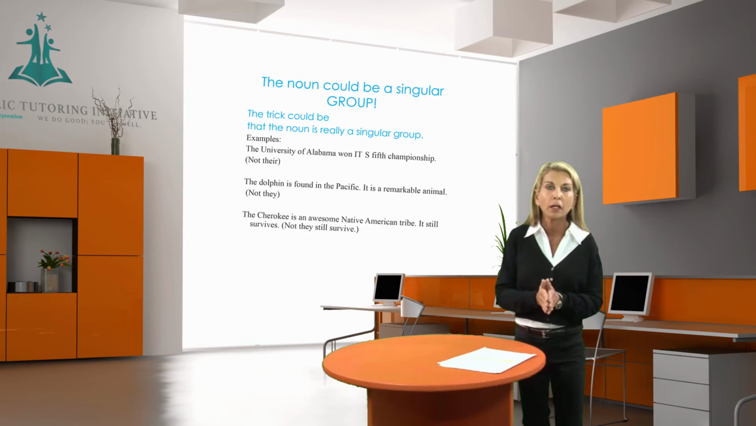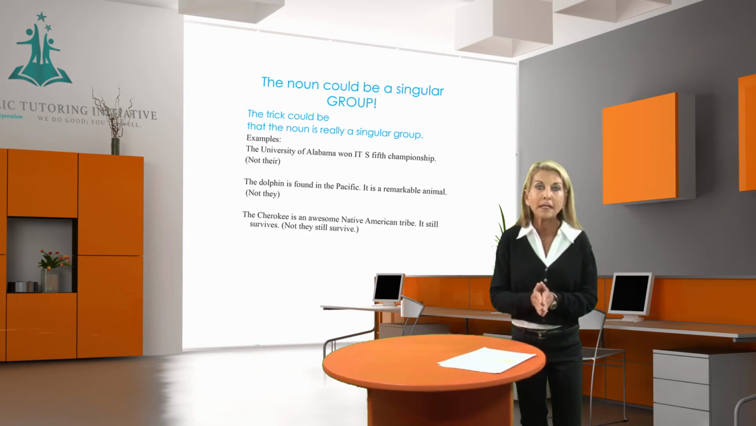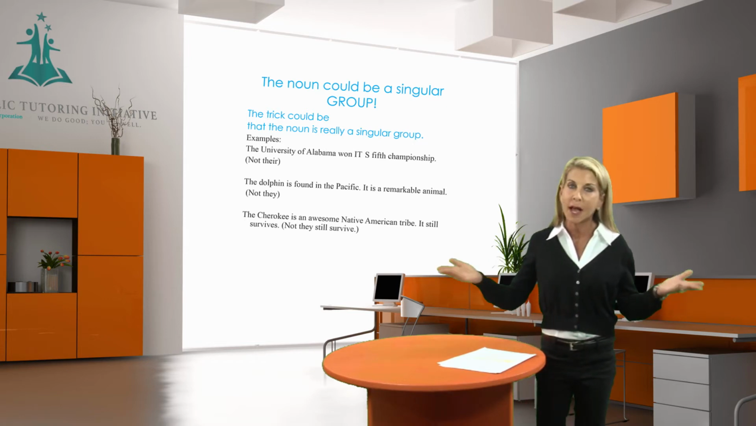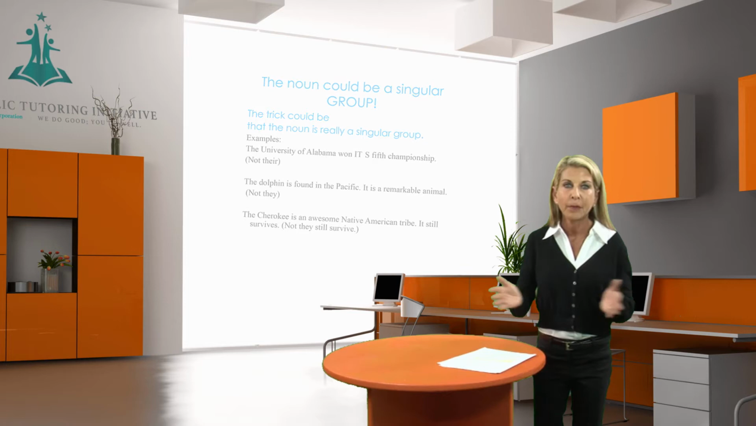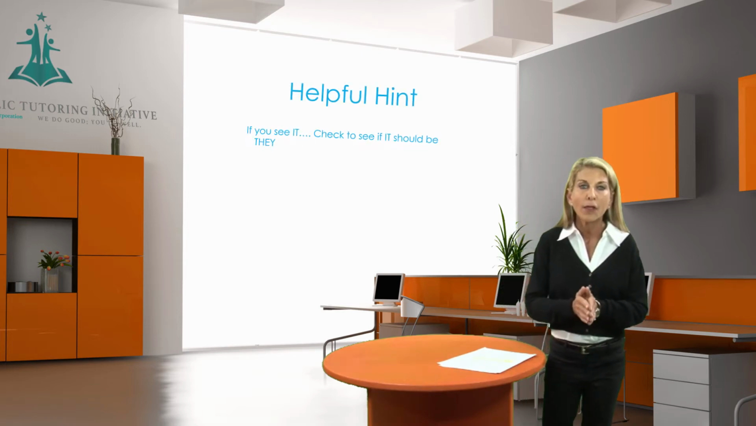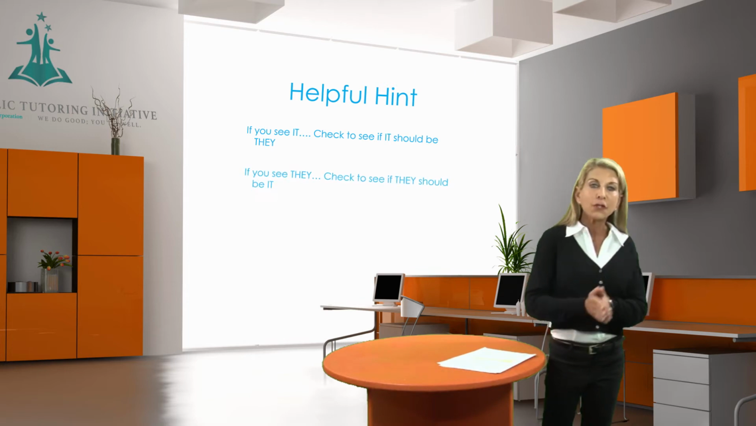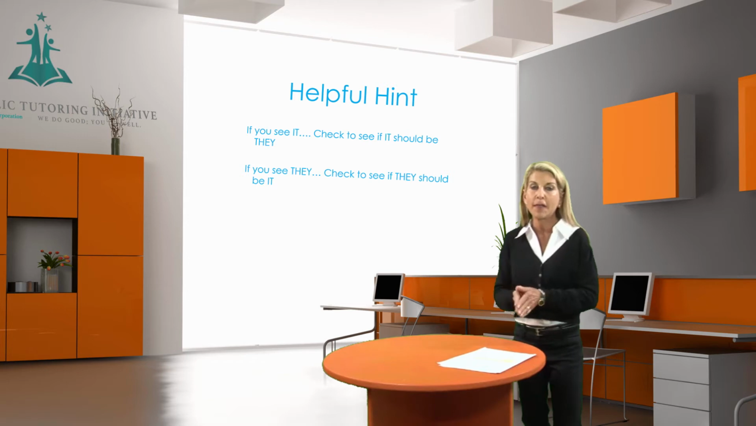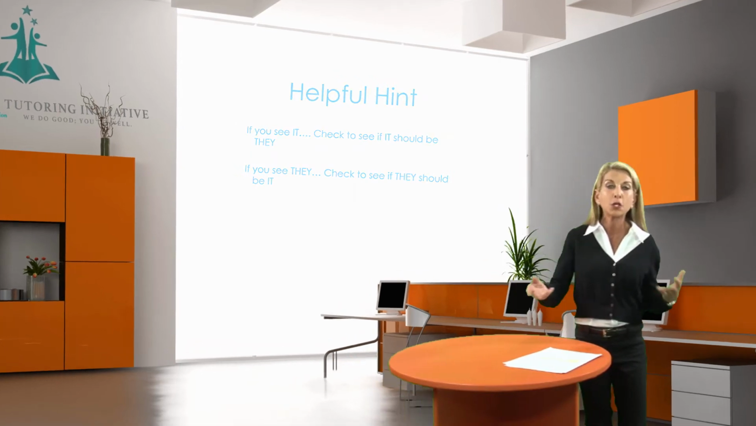Okay, here's another one. The Cherokee is an awesome Native American tribe. It still survives, not they still survive. Okay, it's written English, guys, not spoken English. You got to learn it. So that lesson about plural nouns that the ACT singular comes to play, I usually tell people if you see an it, check out whether it should be a they. If you see a they, check out whether they should be an it. Okay, that's a very easy way to catch them in this trick.